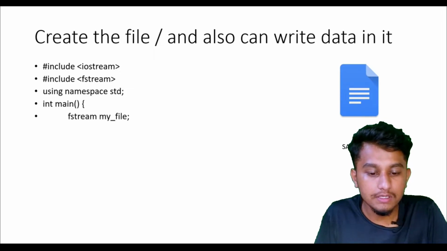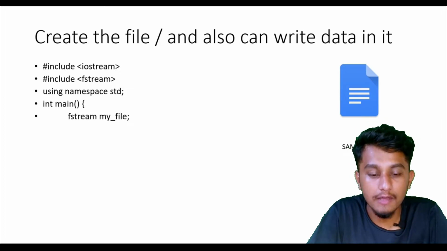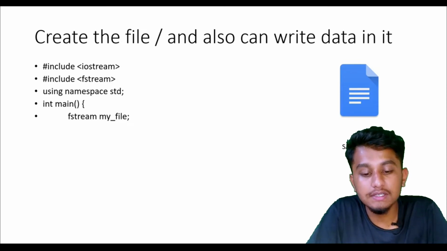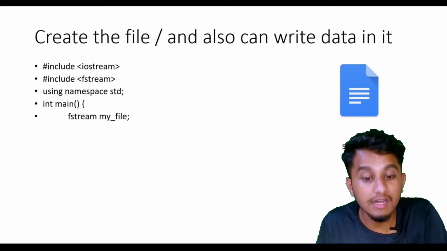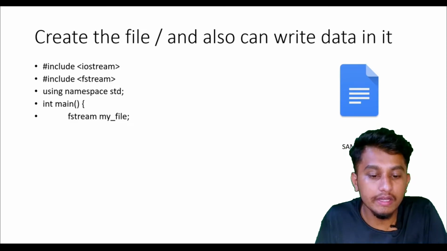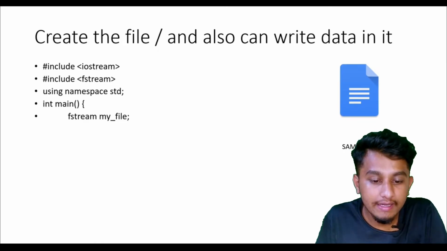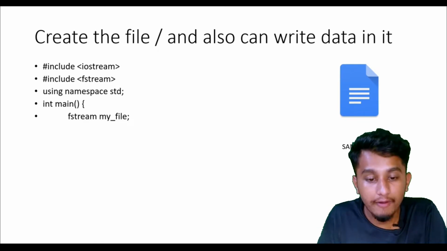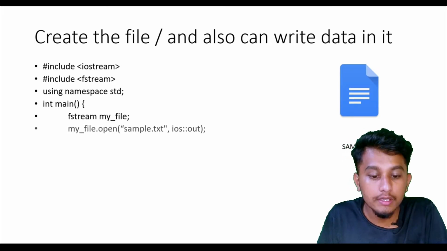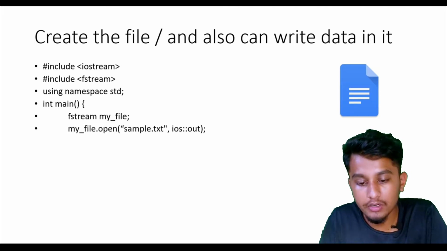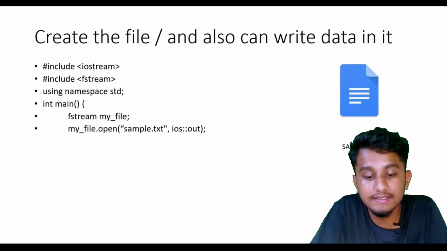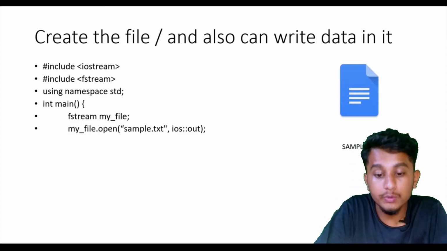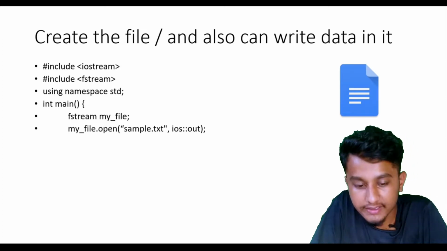So here, fstream myfile. This is the object: myfile is an object of the fstream class. While declaring fstream, there is already a class built in. So in that class we are making myfile as an object. Then we are trying to open sample.txt with ios::out. This means creating a file. This is the syntax to create a file which will be named sample.txt.